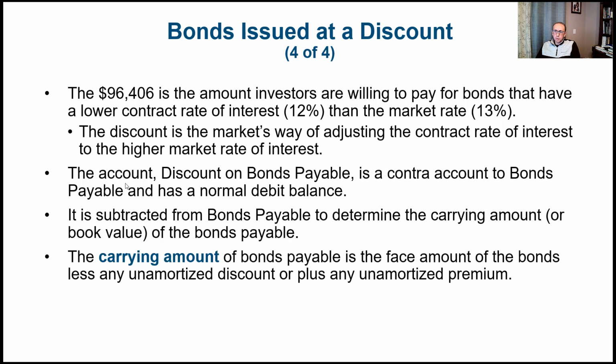So again, one more time, the discount on bonds payable is a contra account to bonds payable and has a normal debit balance. It is subtracted from bonds payable to determine the carrying amount, or the book value, of the bonds payable. So what is the carrying amount of the bond? It's the face amount of the bond minus any unamortized discount, or plus any unamortized premium.